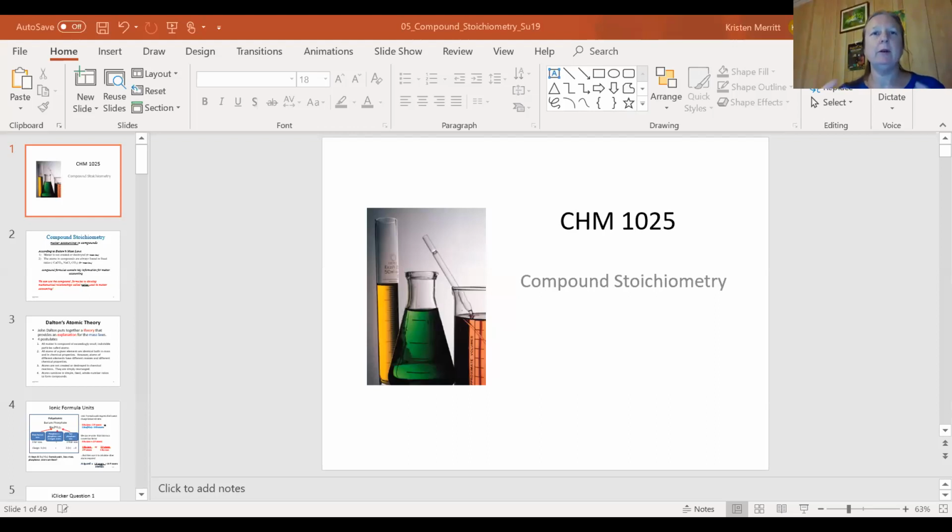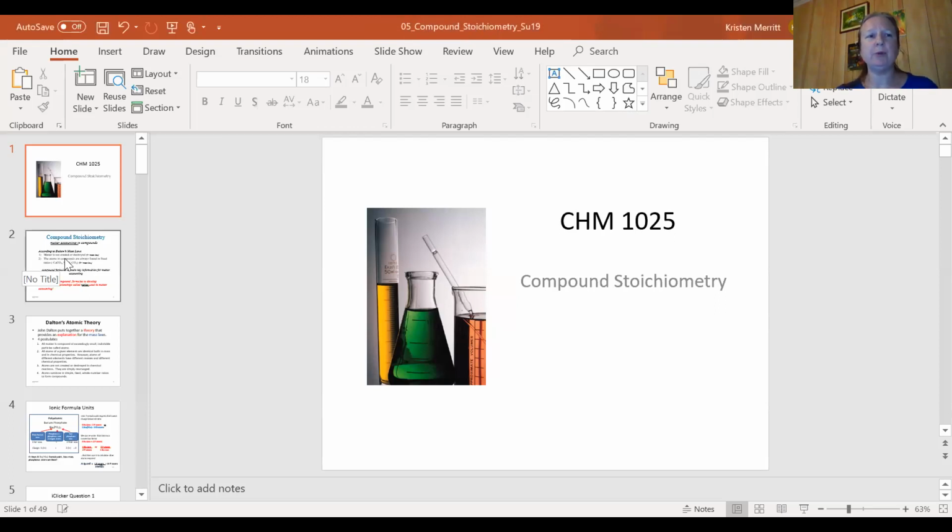And going to the slides. Where are we here? Okay, so these slides are currently sitting in module 5, but the lecturer's slides are 05_compound stoichiometry.